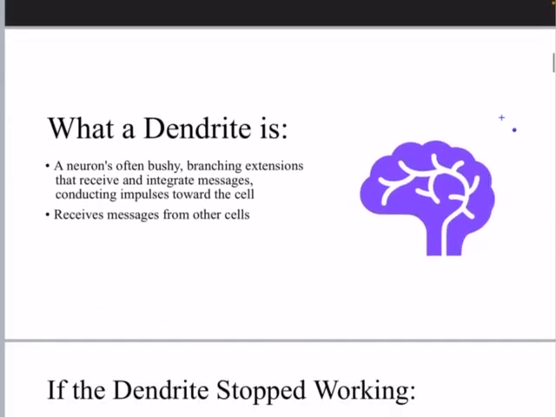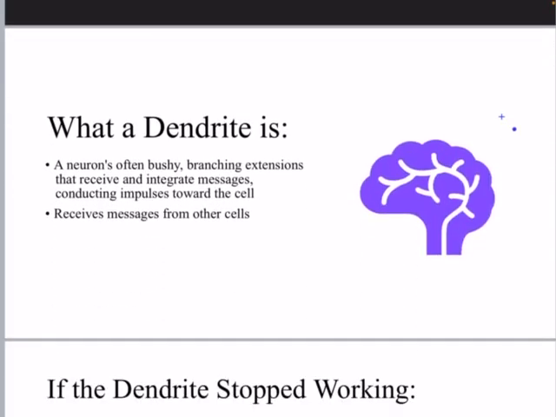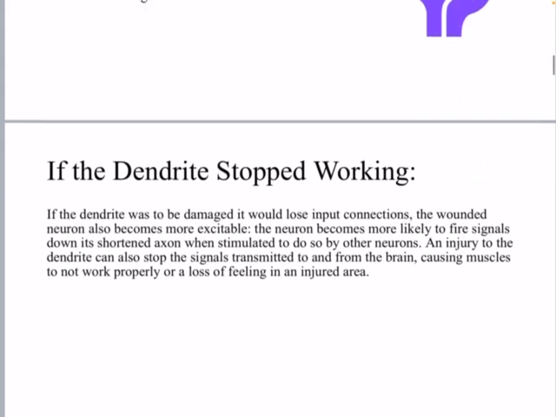The dendrite. The dendrite is a neuron's often bushy branching extensions that receive and integrate messages, conducting impulses toward the cell. It receives messages from other cells.